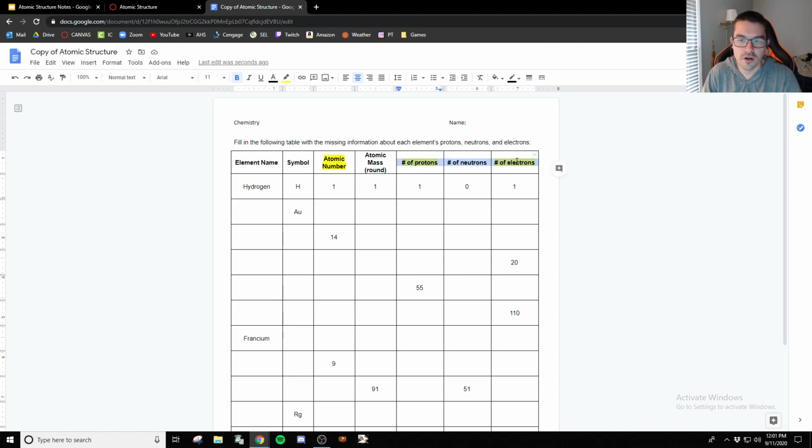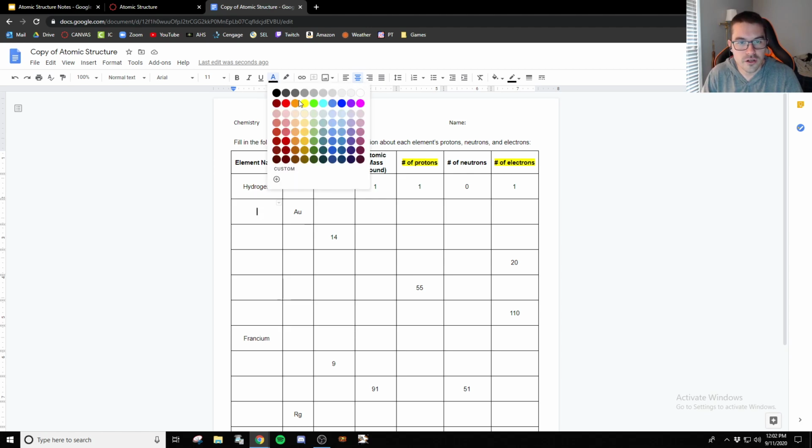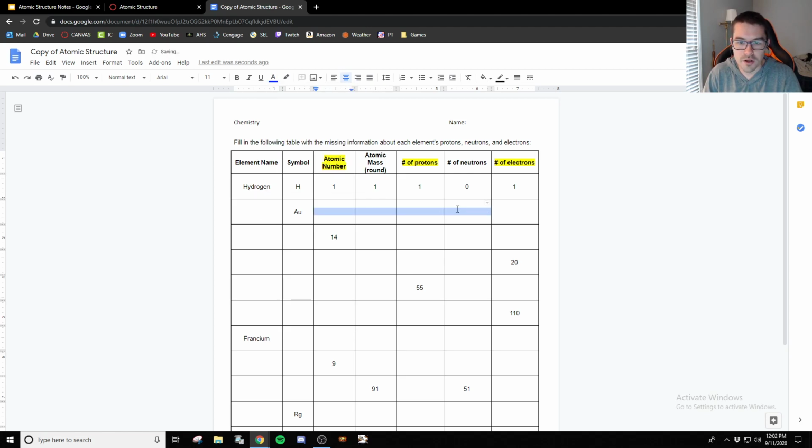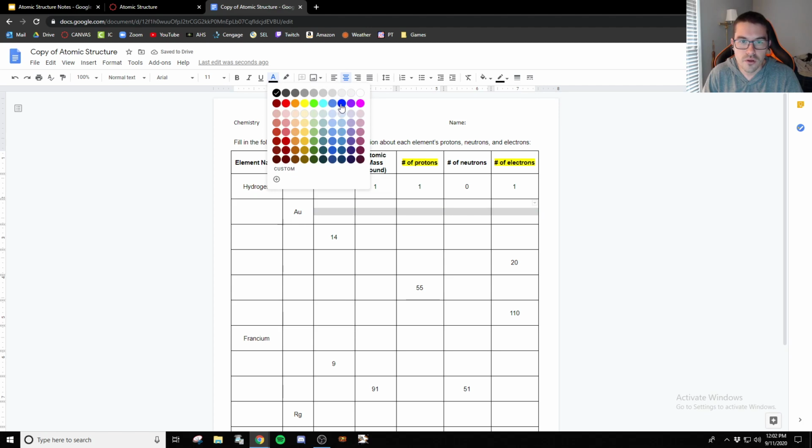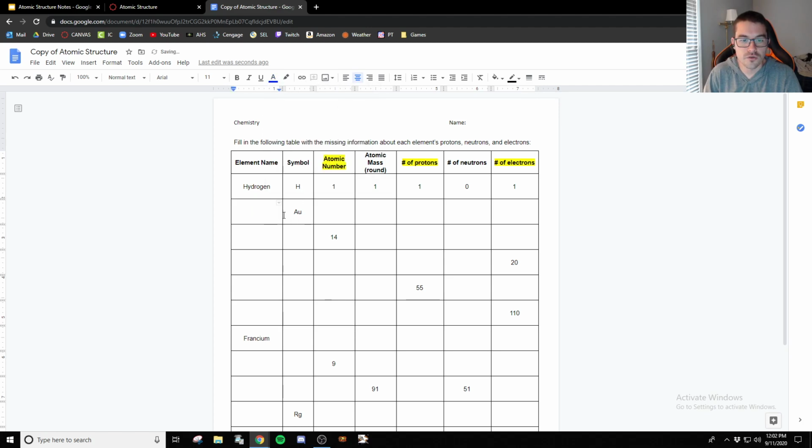Really what we're focused on here is the number of protons, neutrons, and electrons. I've got one filled out here as an example for you, but let me go ahead and work another row for you, all right, to show you exactly what's going on here. Once again, I'd like you to change your text color. Okay, so I'm going to change this to blue so that it's easily distinguished from what was there already.